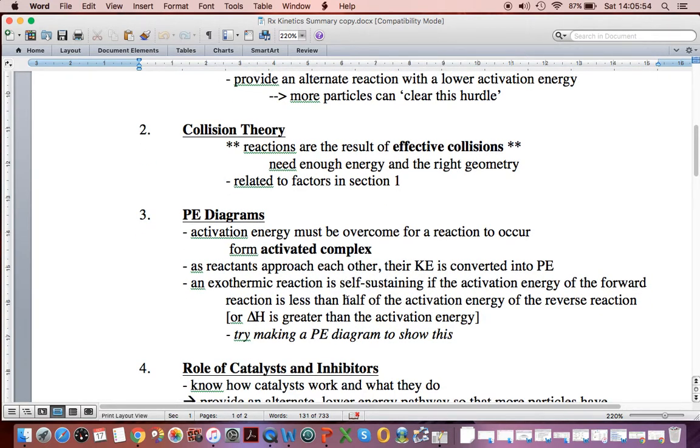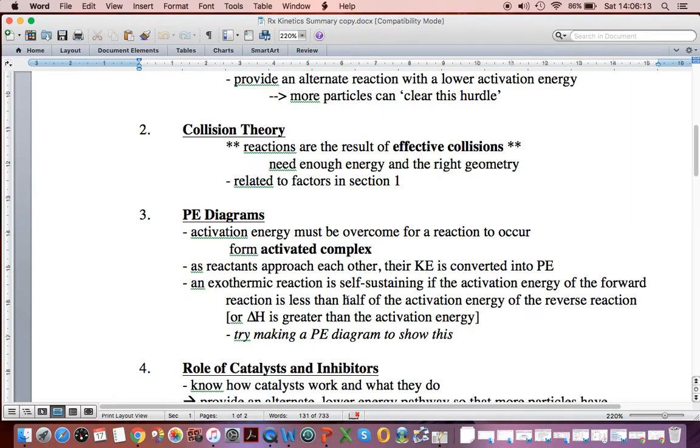We looked at PE diagrams. And so things you should know are the energy of reactants, energy of products. The difference between those things is the enthalpy, or delta H. You should know that the activated complex will have higher energy, and it's at the peak on these graphs.